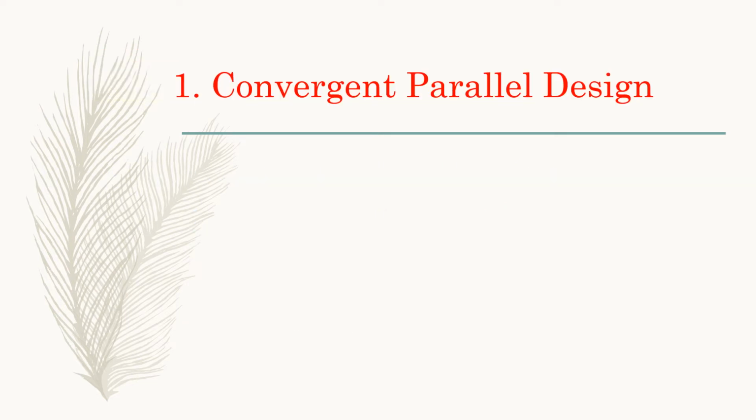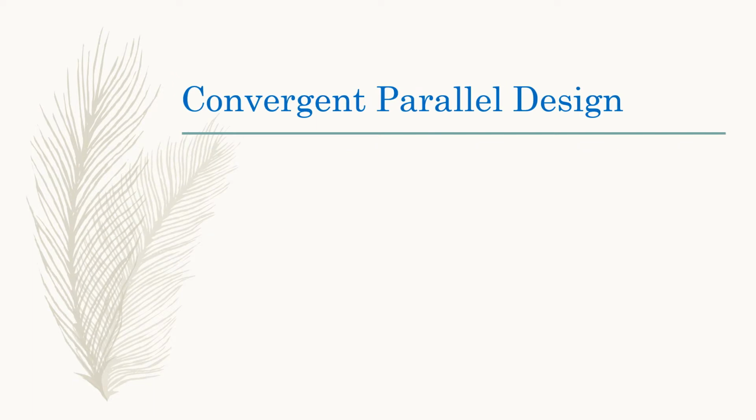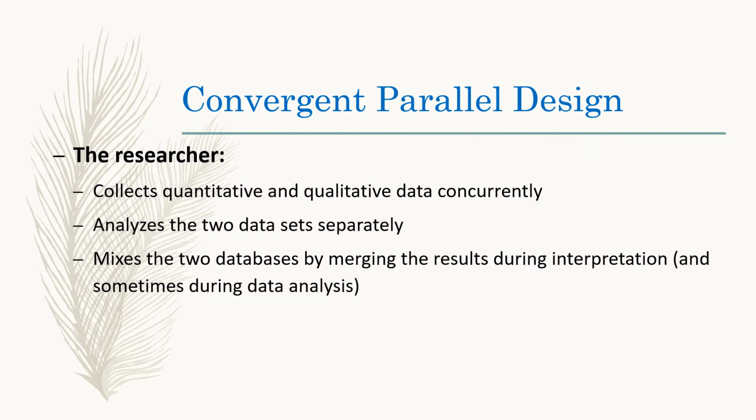Let's start with your convergent parallel design. When you say convergent parallel design, you get your quantitative data collection and analysis and qualitative data collection and analysis concurrently. You compare or relate and then do the interpretation. In convergent parallel design, the researcher will collect the quantitative and qualitative data concurrently, or at the same time. Also, she will analyze the two datasets separately, mix the two databases by merging the results during interpretation, and sometimes during data analysis.